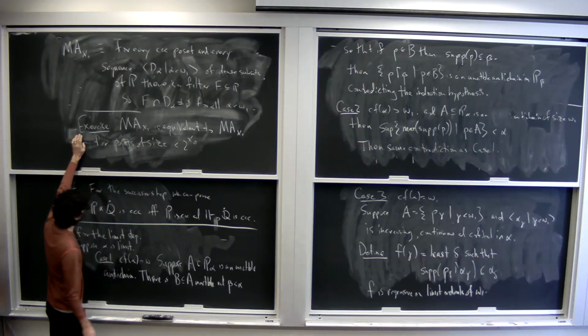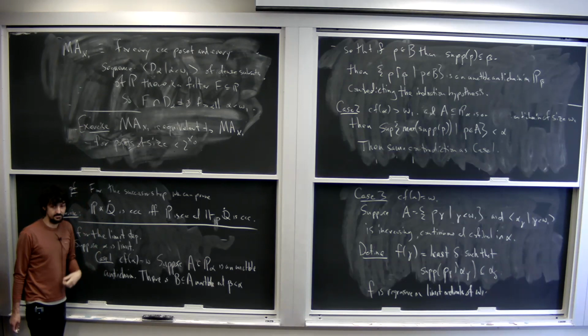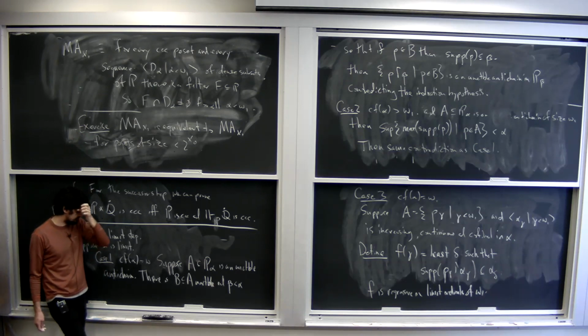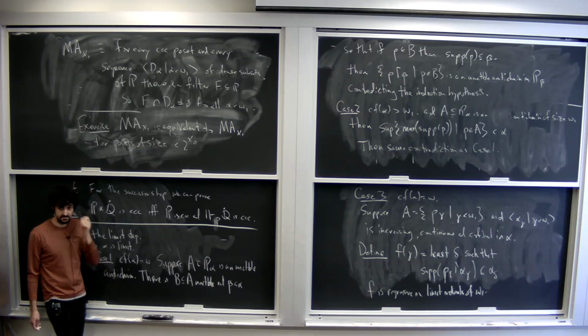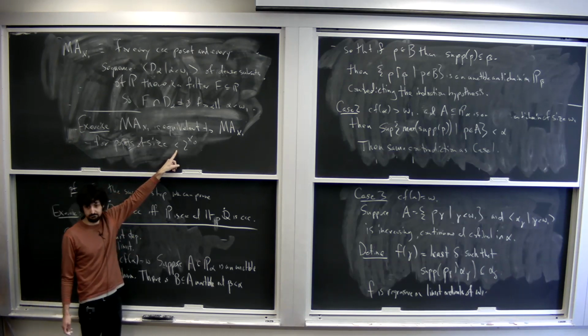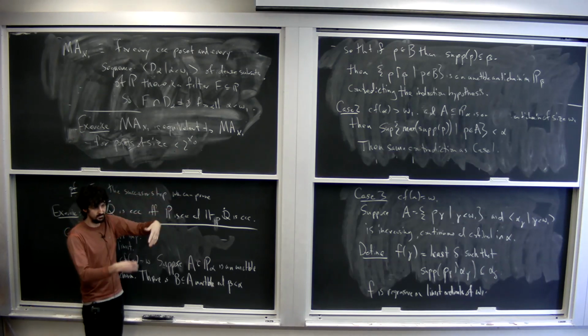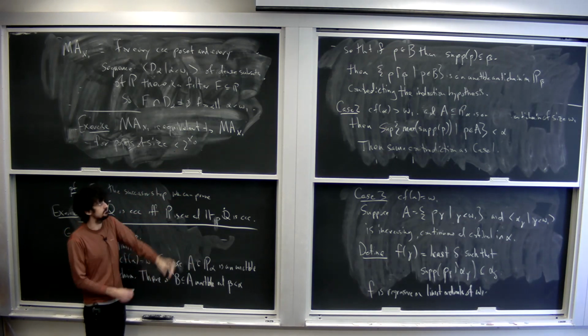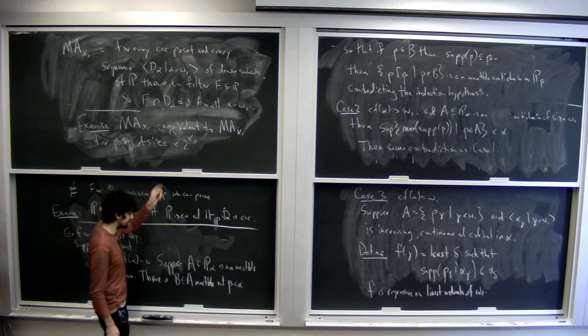Okay, why did we need this exercise? Because the consistency of Martin's axiom is going to go by iterating CCC posets. But we don't want to have to deal with forcing with arbitrarily large CCC posets. We just want to force with posets of size less than continuum. That sort of bounds how many posets we have to go over in order to achieve this principle.